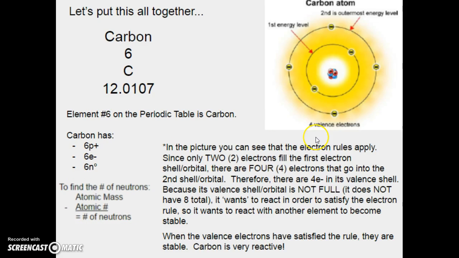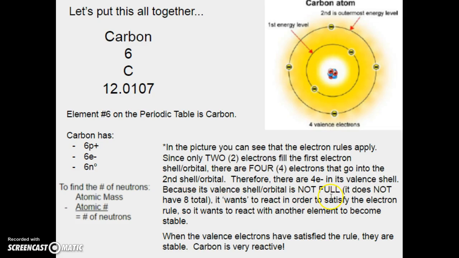So in the picture, you can see that the electron rules apply. Since it only has 2 electrons, it fills the innermost electron shell. But there are 4 electrons that are left, and these 4 spill into the second electron shell. In this case, the 4 electrons are in the valence shell. Because its valence shell or orbital is not full, it does not have 8 total.